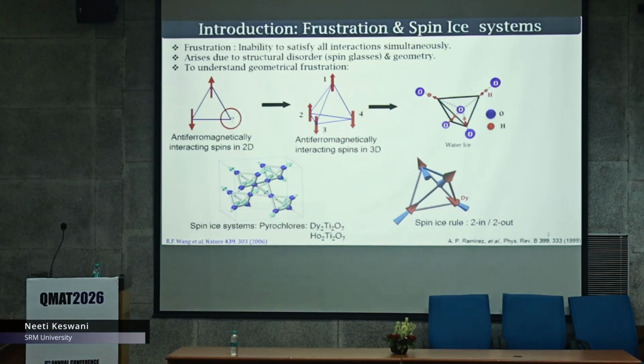The dysprosium ion has a very high magnetic moment, of the order of around 10 Bohr magneton, which results in each dysprosium ion acting as a macro spin, right? As shown in this figure, it is acting as a macro spin or Ising spin, where two of the spins you are seeing are pointing inward and two are pointing outward. So like the water ice system, it has a 2-in 2-out configuration, and hence it got its name as spin ice systems.